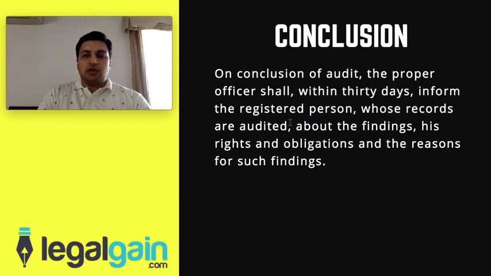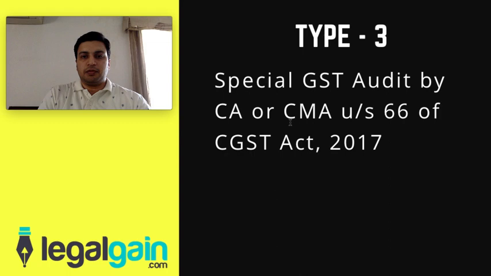On conclusion of the audit, the proper officer within 30 days informs the registered person whose records are audited about the findings of the audit. The department will inform the taxpayer about the findings of the audit and obligations and the reasons for such findings. That means the SSE has to be made aware what was the outcome of the audit being conducted by the department.